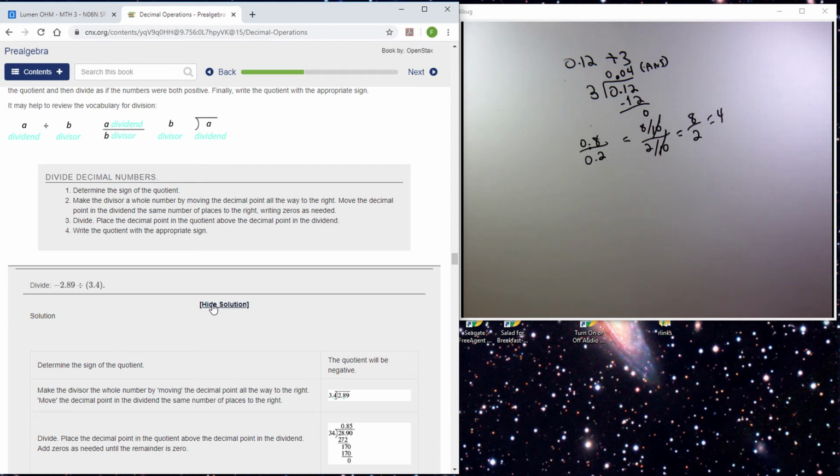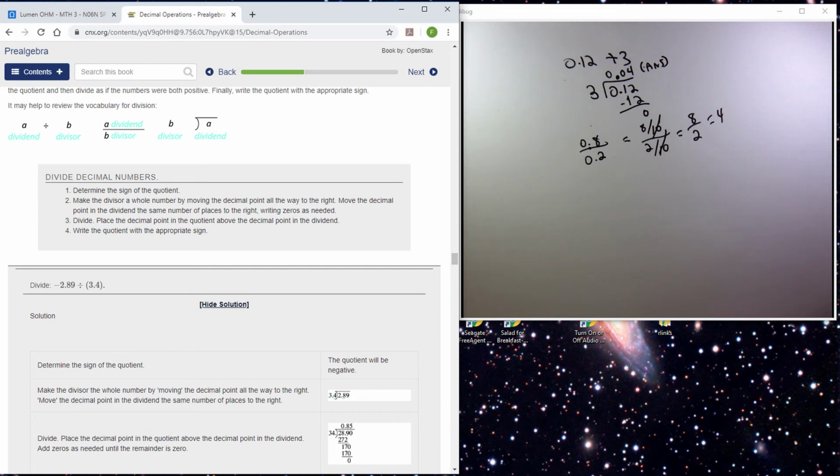So when you're dividing with long division here, an easier way to get this done is to remember to shift the decimal point the same number of places. So notice in this problem here, we have a negative 2.89 divided by 3.4. We have a negative divided by a positive. So my final answer is going to be a negative here.